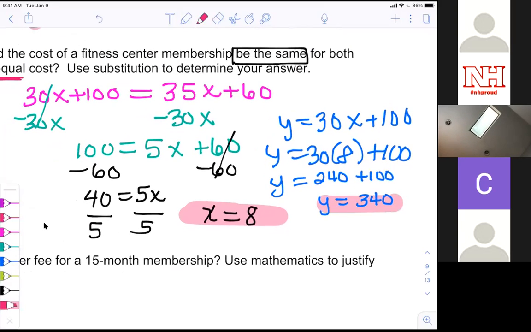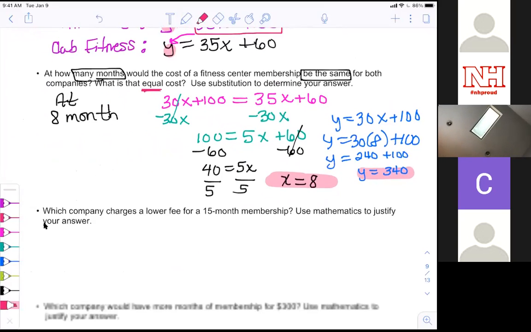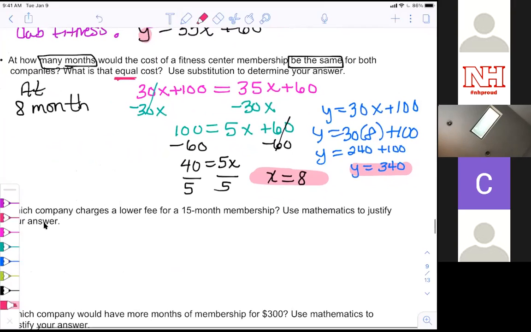So again, this is the same type of problem. It's just we had to make our own equations, but I still have to find x and y. So at 8 months, I didn't pluralize that there. My cost for both is 340 bucks.